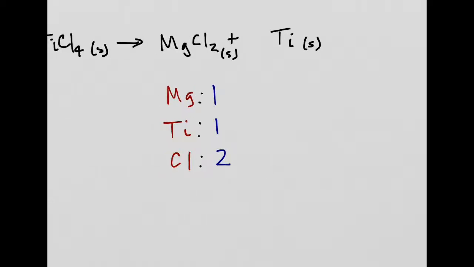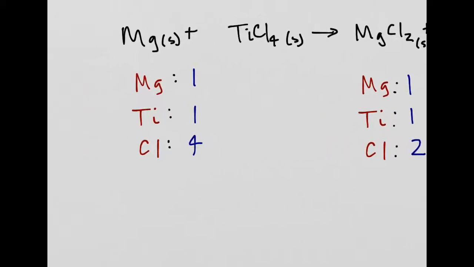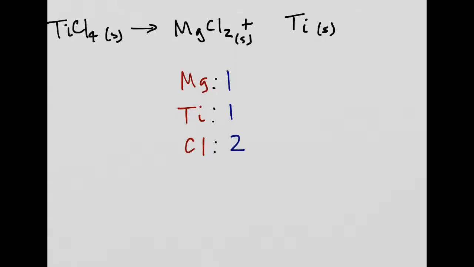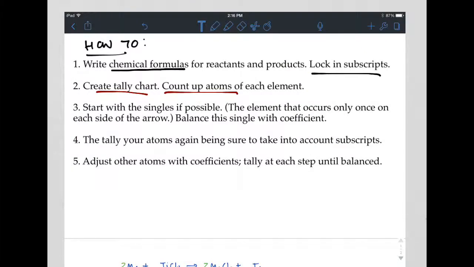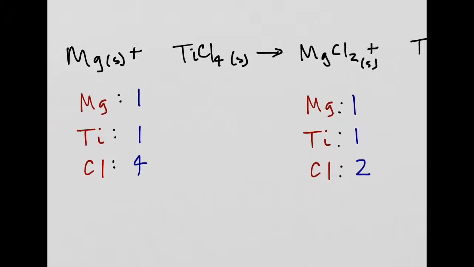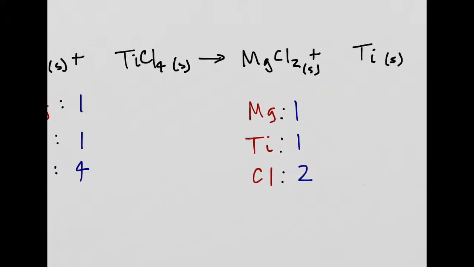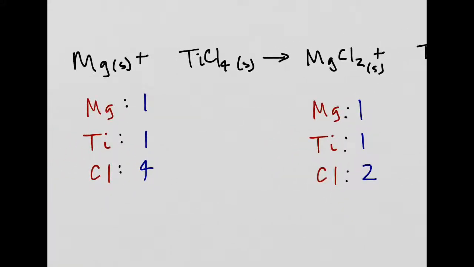So right off the bat we can see that we have too many chlorines on the reactant side, or not enough chlorines on the product side. The next step is to start with the singles if possible. What I mean by that is, all of these would actually be okay to start with, but chlorine is not found in two things on one side of the equation.